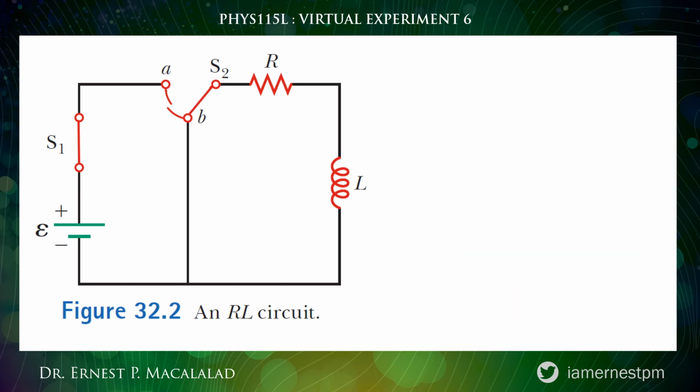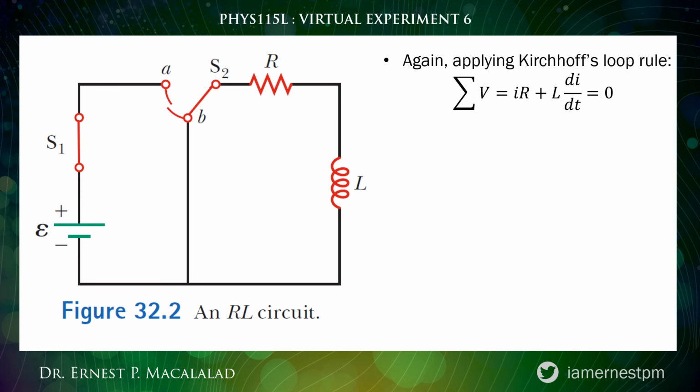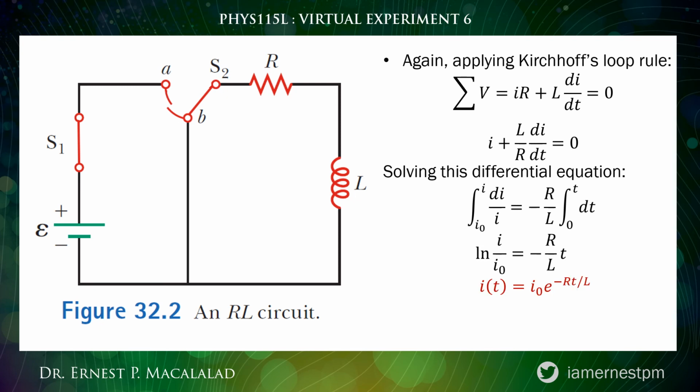Now when we draw the circuit with switch 2 in this position, we notice that we have a single loop circuit containing R and L. Again, applying Kirchhoff's loop rule, we get IR plus L dI/dt equals 0, which we can solve by integrating. I as a function of time is equal to I naught e to the negative Rt over L, where I naught is the initial current in the single loop circuit at time 0, and I is the current at a later time t.